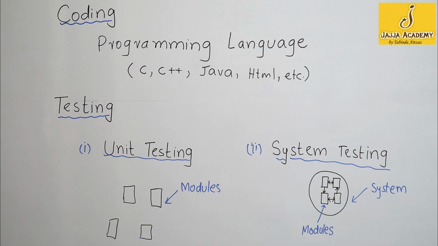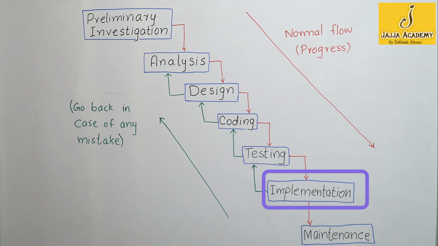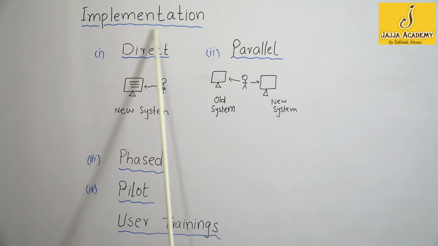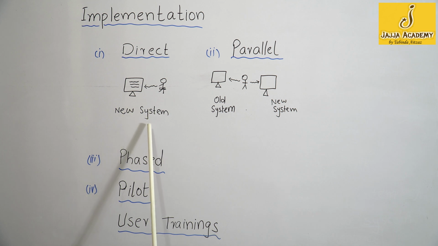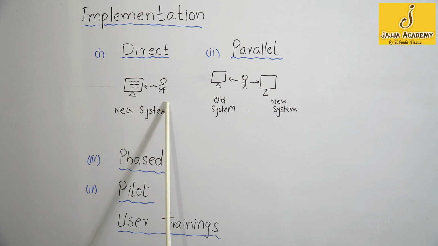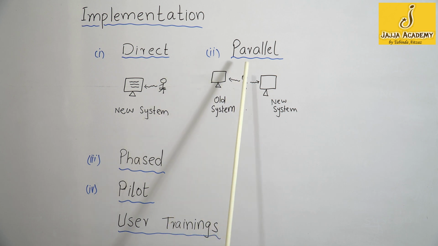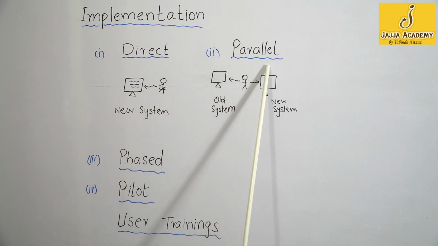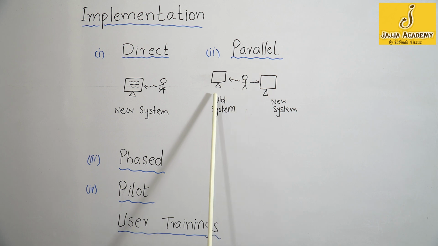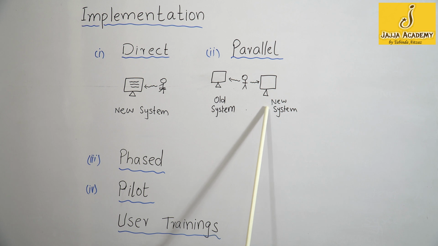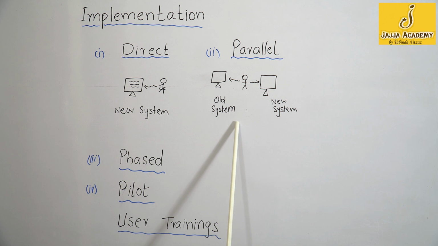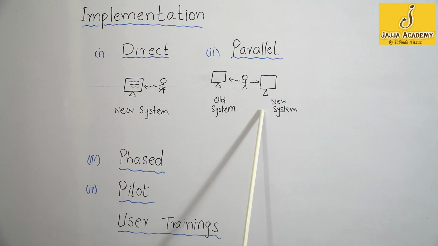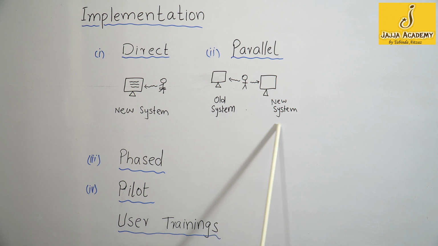So after the testing phase, there is an implementation phase. The newly developed system or software can be implemented in different ways. For example, in the direct implementation, the new system is directly provided to the user to start using the system. The second method is parallel implementation. In this implementation, the user uses the old system as well as the new system in parallel. The user keeps on working on the old system and learns the new system and is gradually shifted from the old system to the new system.